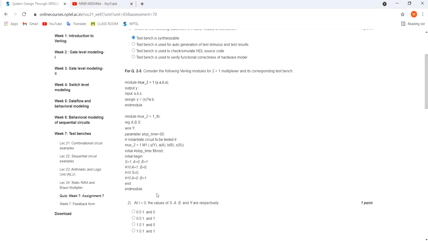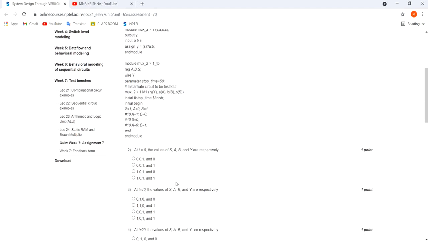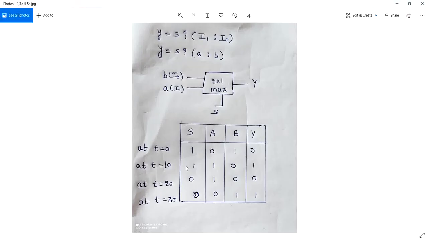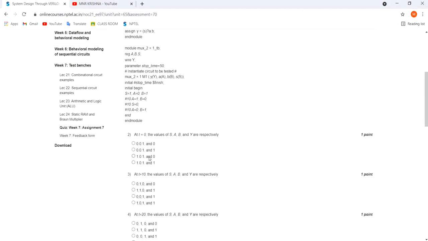So for the second question, at t equals 0, the values of s, a, b and y are respectively, in the format s, a, b, y. From this table, at t equals 0, s, a, b and y are 1 0 1 0. I think C is the correct answer for this question.